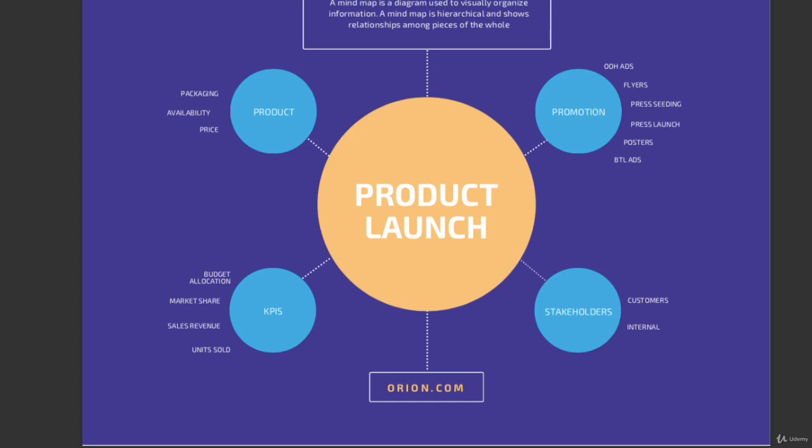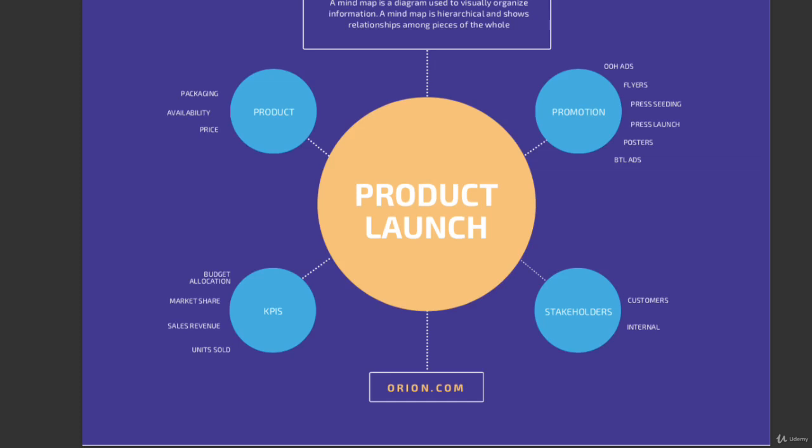You can add a lot more things. Maybe you want to look at the design of the product. You want to look at the front or back end of it. Whatever you want to look at, you can add all these things that you think are essential for the product branch, and eventually are also important for the main idea. KPIs, budget allocation, market share, sales revenue, units sold, for you to be able to track all the results that this product launch is bringing in.